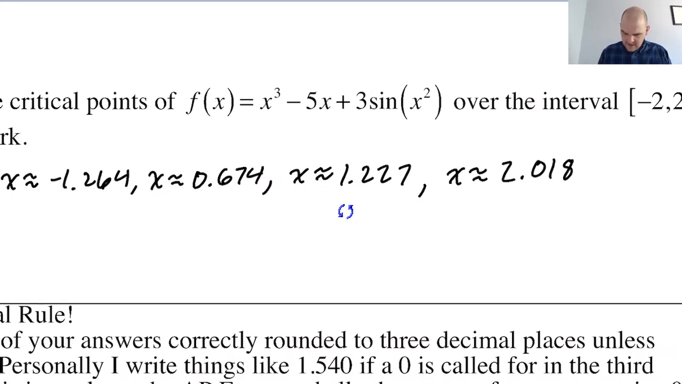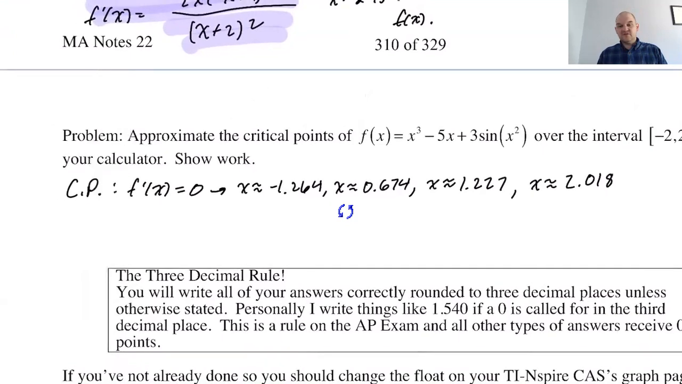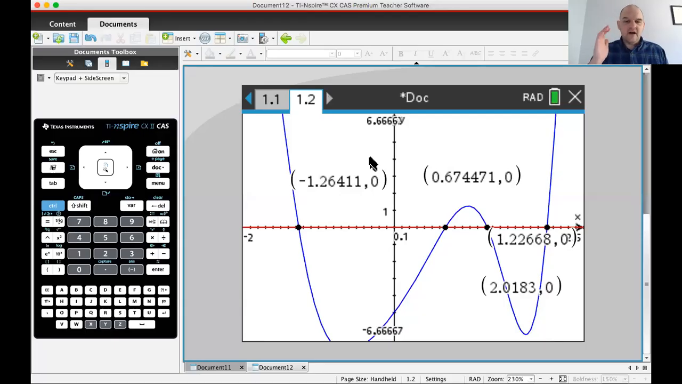2.018. All right, so these are our critical points. So there's 4 critical points. I'm going to take you back to the calculator so that we can look at the graph again and just kind of walk through what's happening on the function at these critical points.